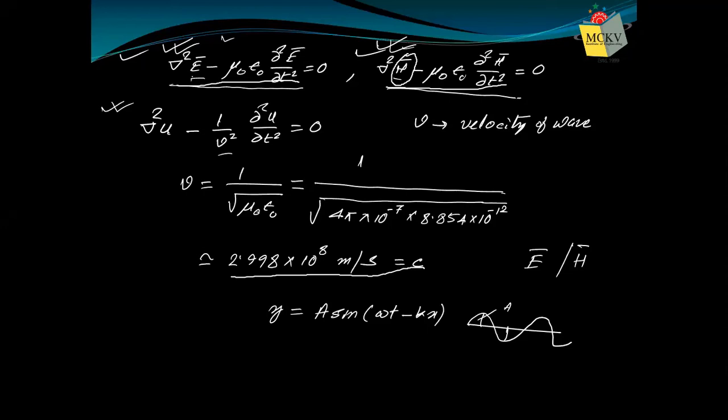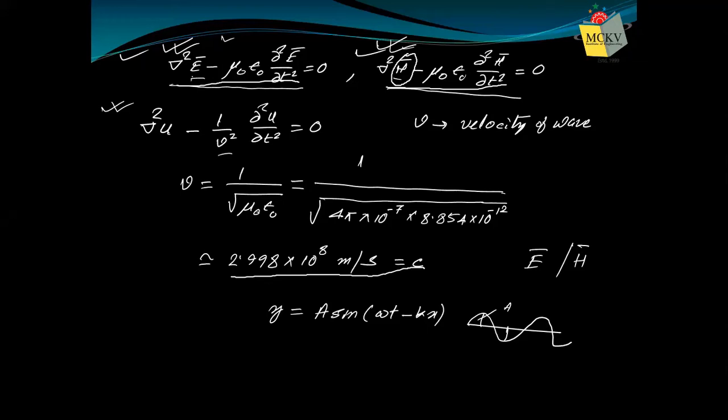But both are very similar to the normal wave equation, which can be represented by del squared u minus 1 by v squared del squared u by del t squared, where v is representing the velocity of that wave. If we use the same form, then the velocity of the electric field or magnetic field is 1 by root over mu naught epsilon naught, which comes out to be the velocity of light in free space. Precisely the velocity of light in free space. There is no doubt about it.